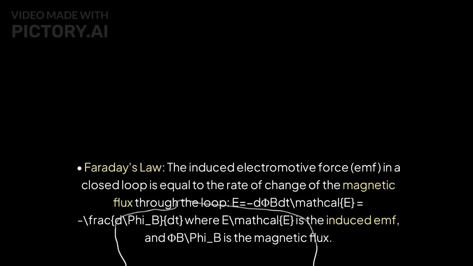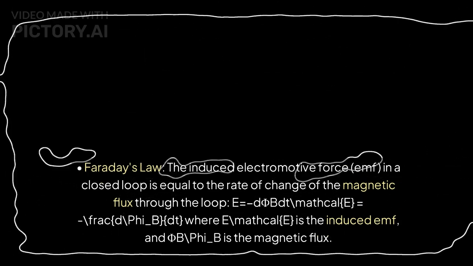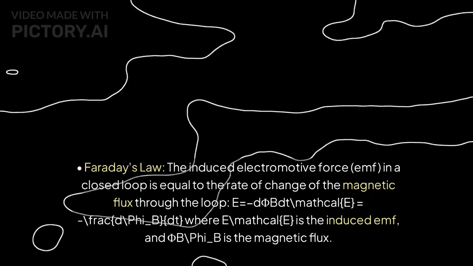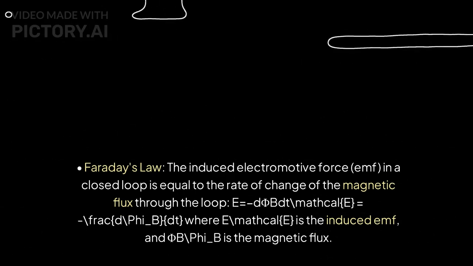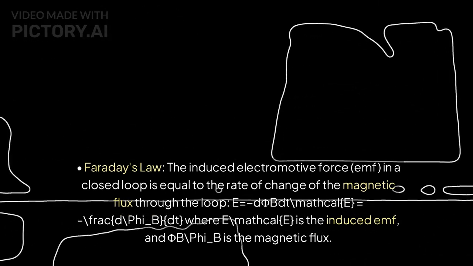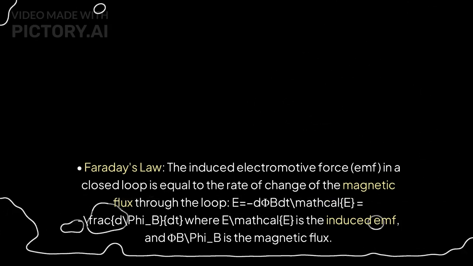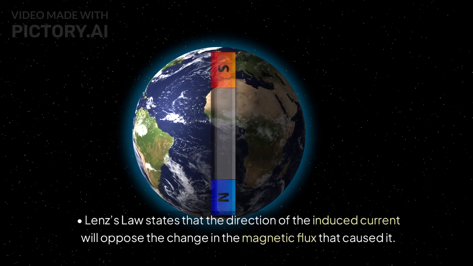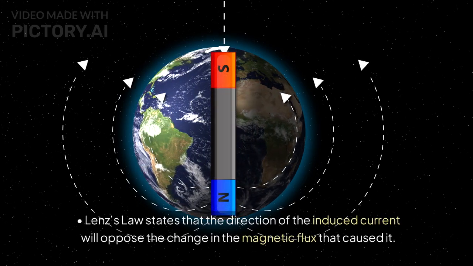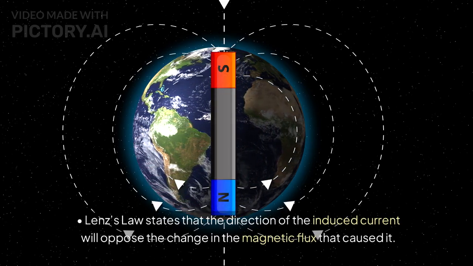E = −dΦ_B/dt, where E is the induced EMF and Φ_B is the magnetic flux. Lenz's law states that the direction of the induced current will oppose the change in the magnetic flux that caused it.